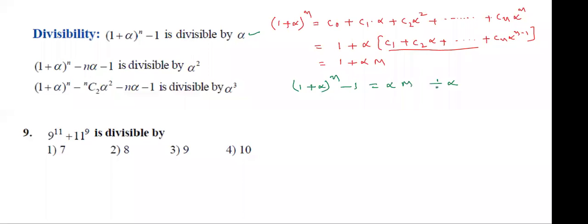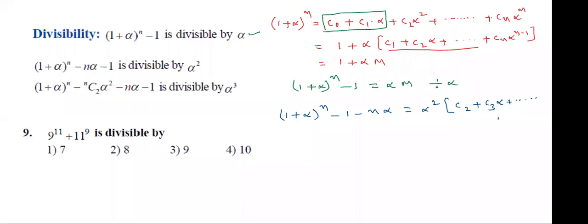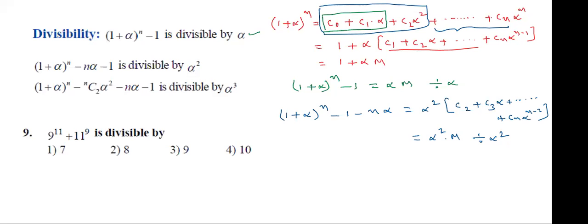In the same way, send these two terms to the left hand side. Then (1 + alpha)^n - 1 - n alpha. In the remaining terms, take alpha square common. We get C2 + C3 alpha + C4 alpha squared and so on, up to Cn alpha^(n-2). So this is overall alpha square into some integer. It is divisible by alpha square or not? Exactly like that. If it is divisible by alpha cube, send these three terms to the left hand side, and the remaining term is exactly divisible by alpha cube. This is the procedure of the divisibility rule.